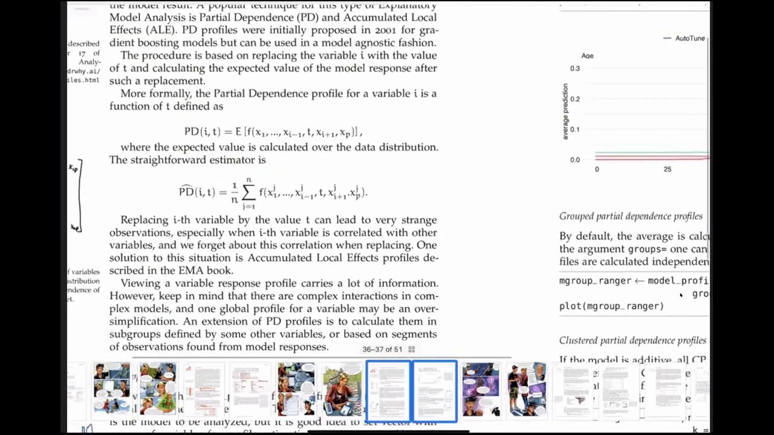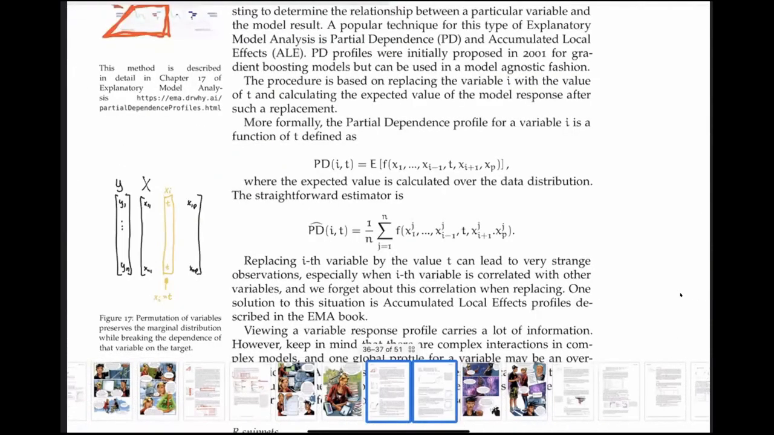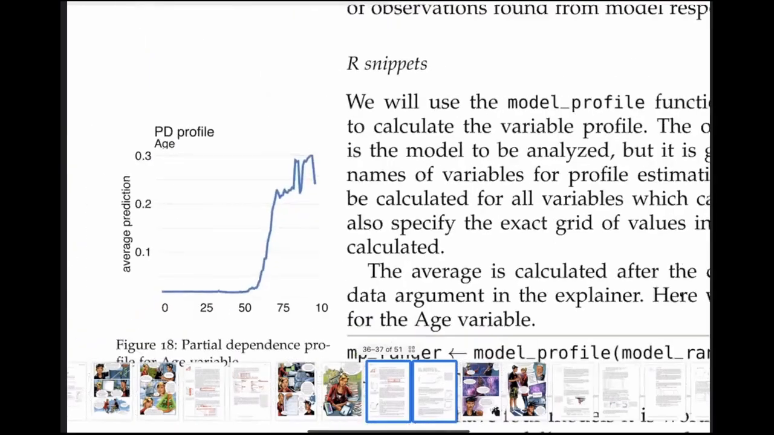To do this, you can use the partial dependence profiles. There are other techniques as well, but here I will focus on partial dependence because of their simplicity and how they work. You can just imagine that you would like to see what is the expected model response if the particular variable is replaced by some value. So here we replace the variable xi by value t, and you will see how the model expected, or average, because we use an estimator, model response will change after this replacement.